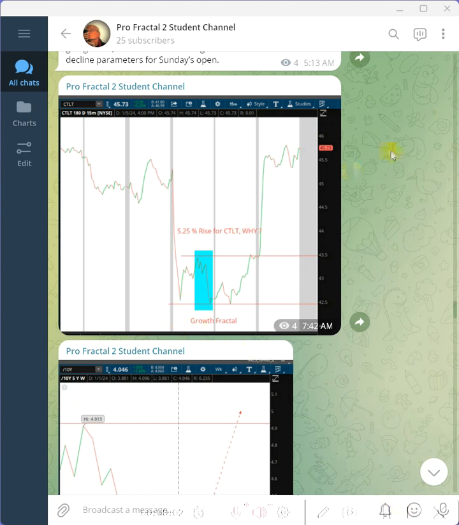Today, I'd like to explore a couple of opportunities with fractals. We have a stock here, and if you notice, we have a growth fractal here, a leg, a longer leg. When you hit the bottom of the fractal, the stock did rise over 5%. Okay, one example of using a fractal to find the direction of a stock.